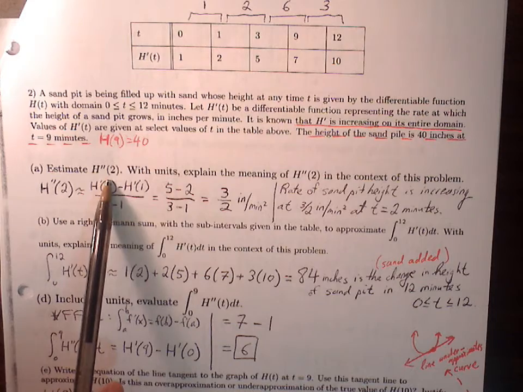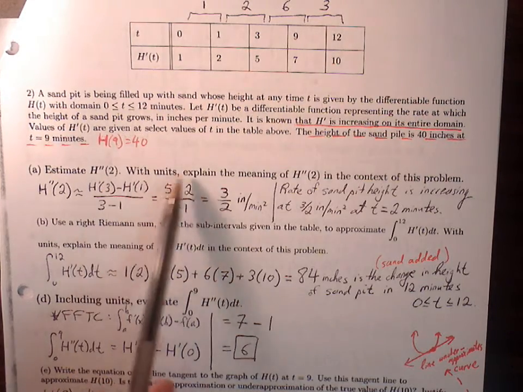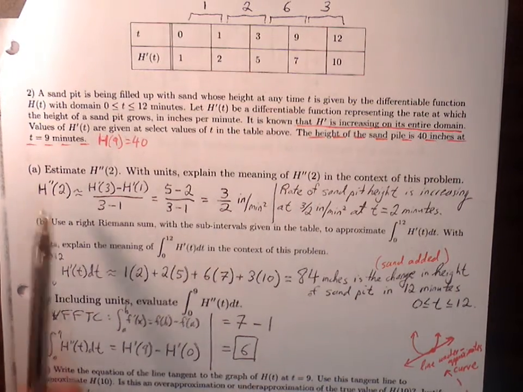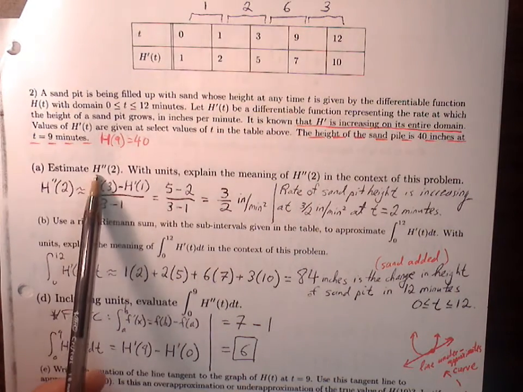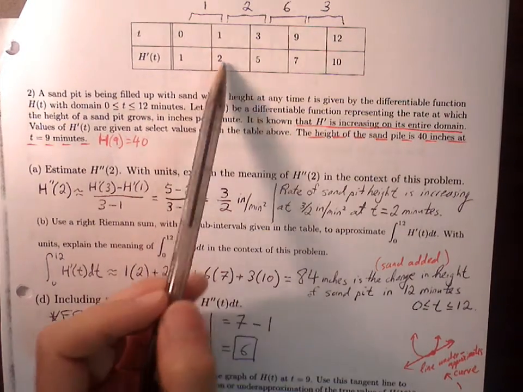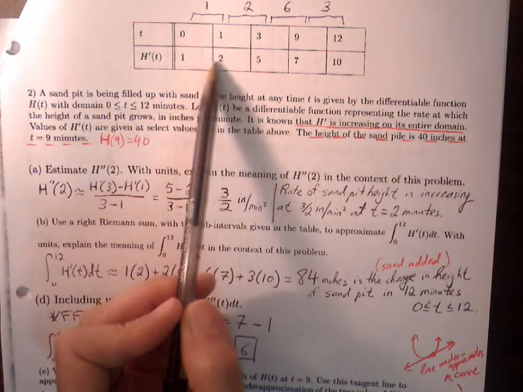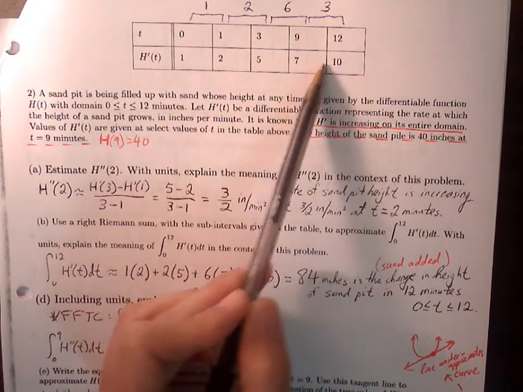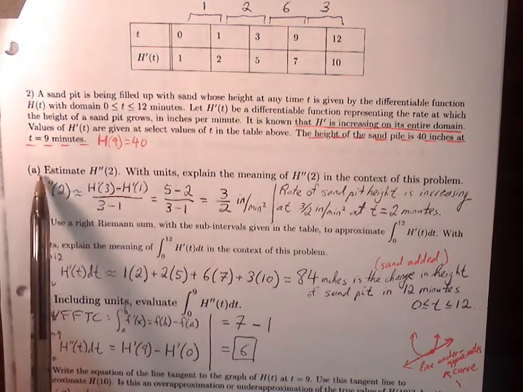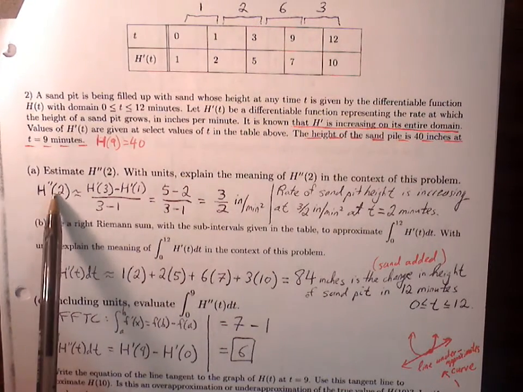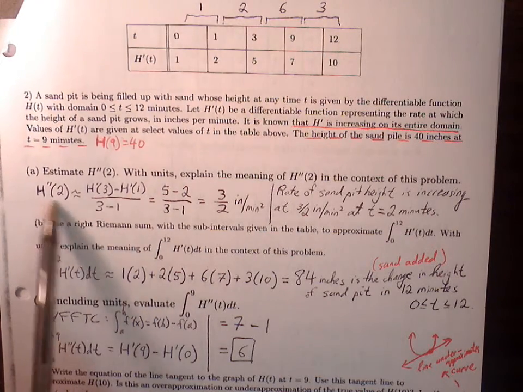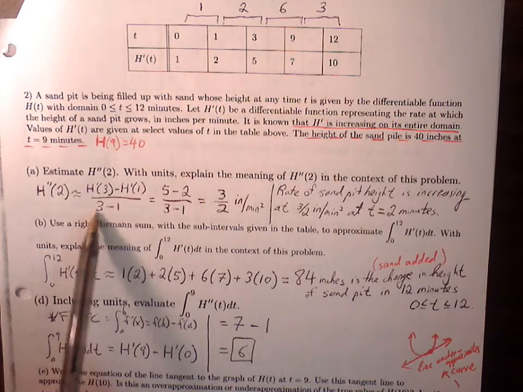All right, estimate h double prime of 2. With units, explain the meaning of h double prime of 2 in the context of this problem. So h double prime is going to be the derivative of h prime. But obviously we don't have a formula for us to find the derivative to get from h prime to h double prime. So the best that we can do is understand that h double prime is really the rate of change of h prime. So let's just go through the algebraic method of slope.